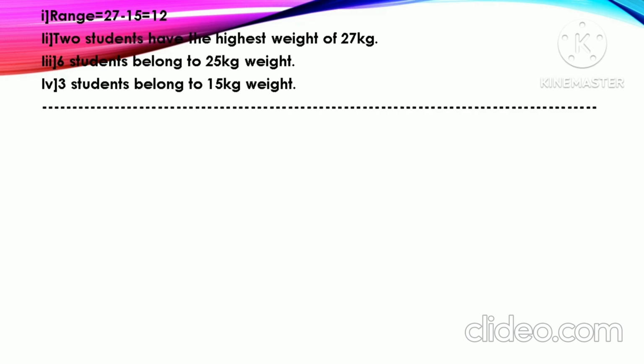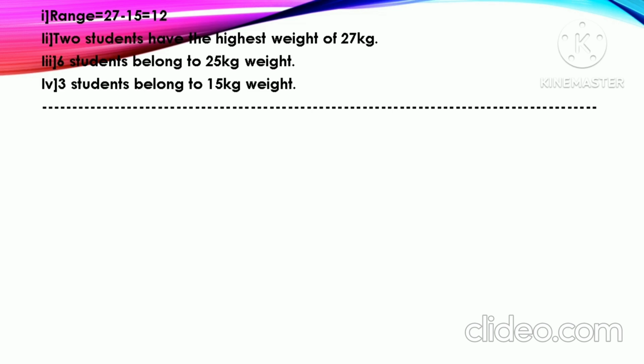Next, first question, range of the weights. How can we calculate the range of the weights? Largest value minus smallest value. The largest weight in the given data is 27 and the smallest weight is 15. So the difference gives 12.